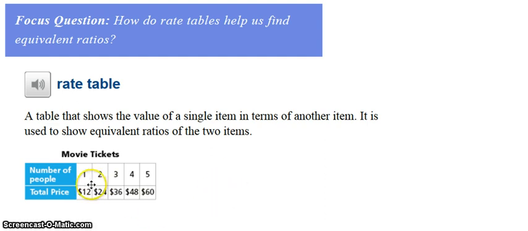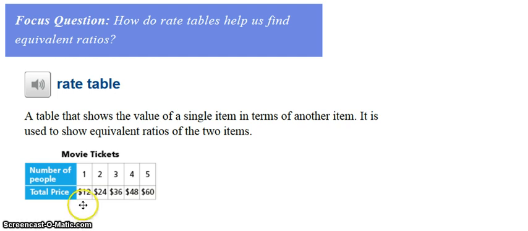So it's that "for every, there are" statement that we talked about before. So in this rate table, for every $12 there is one movie ticket. For every $24 there is two movie tickets. It's that kind of relationship. For one person there is a cost of $12. For two people there is a cost of $24. And you can find lots of interesting patterns in this table.